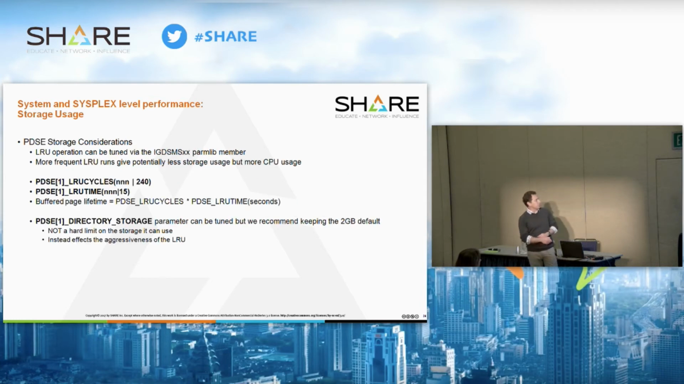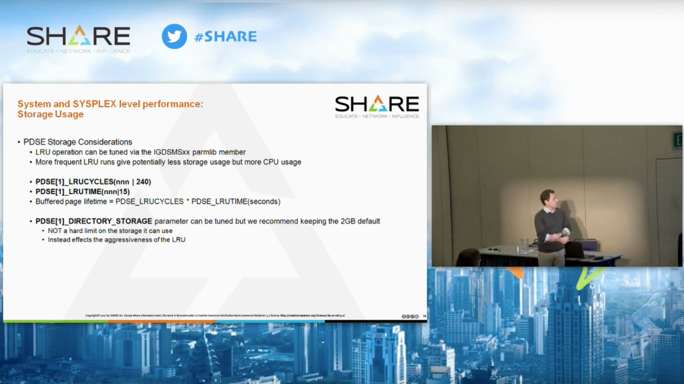So here's the levers you can pull for our LRU. Both PDSE and PDSE1 can be, again, controlled independently. And we have the LRU cycles and LRU time parameters. And the way these interact is basically this little equation here. The lifetime of your buffered page is equal to the number of LRU cycles times the LRU time in seconds. So again, default 240 times 15 gives us 15 minutes.